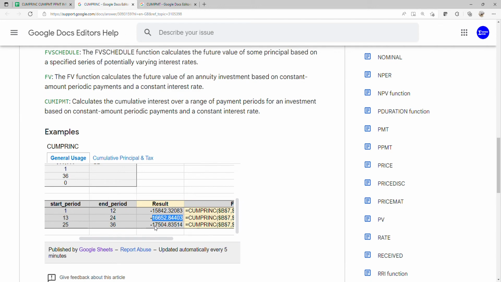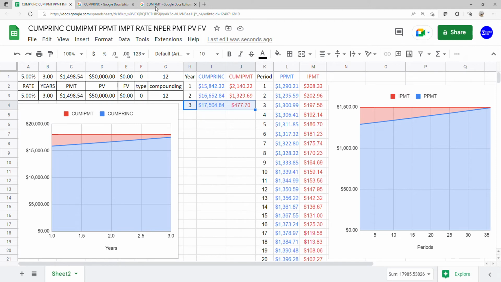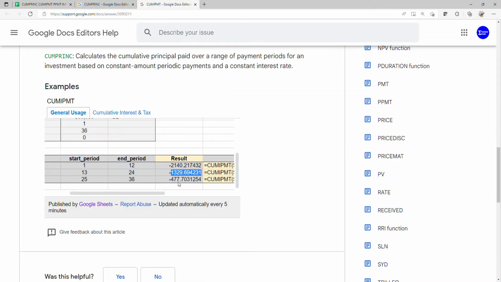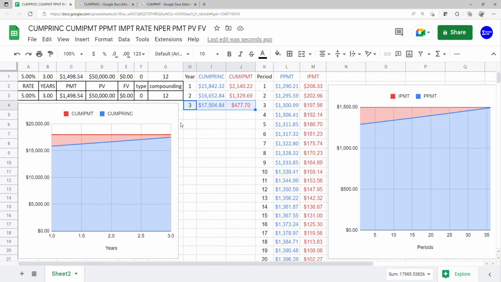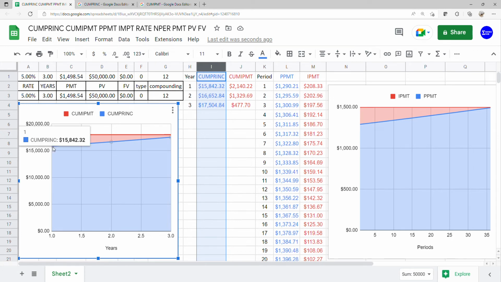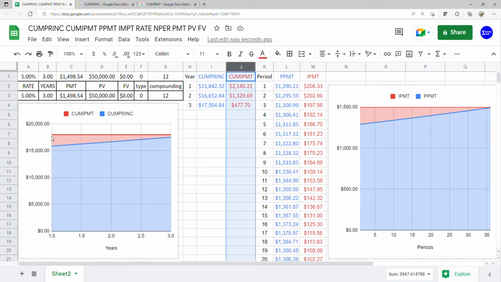This is 17,504 for the principal. For the interest, 477. These values of the principal will be found here: 15,000, 16,000, and 17,000. For the interest, you have here 2,140, and this is 1,329, and this is 477.